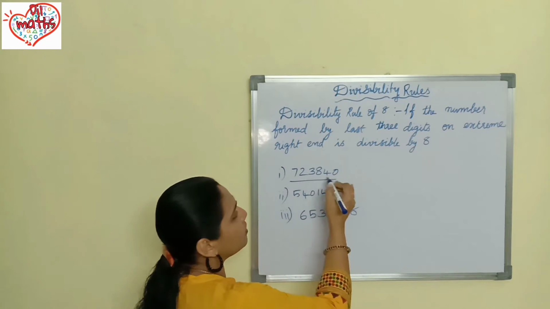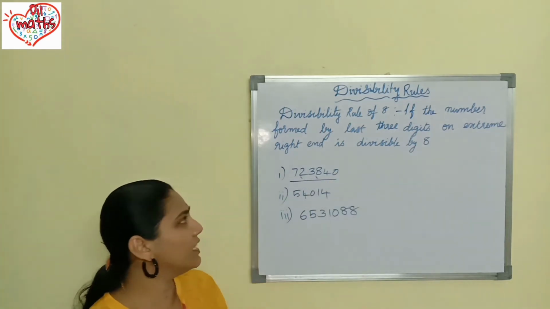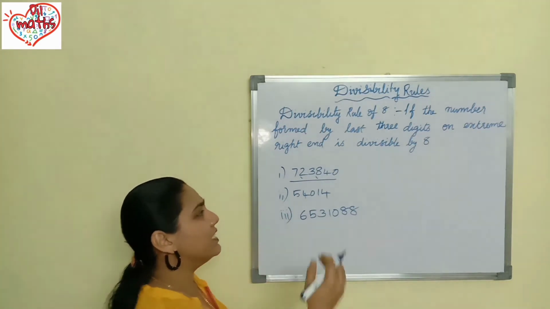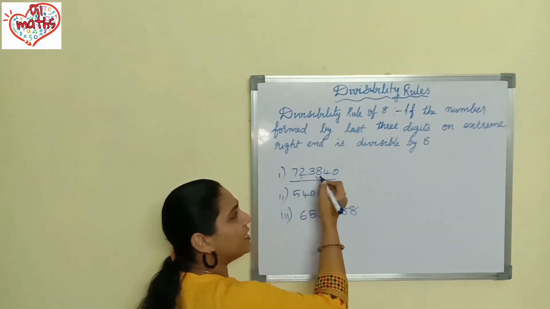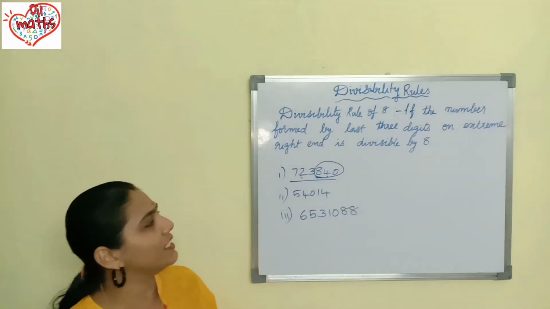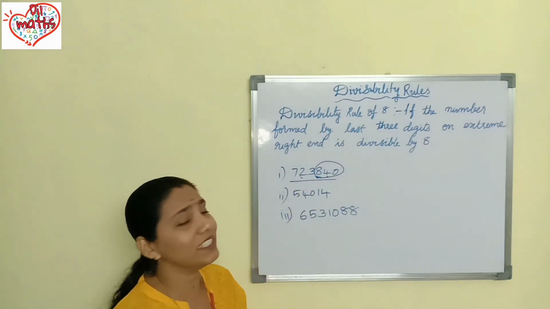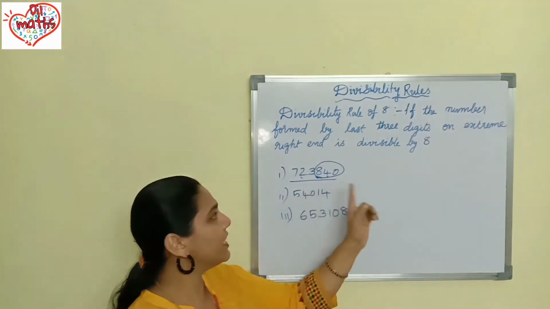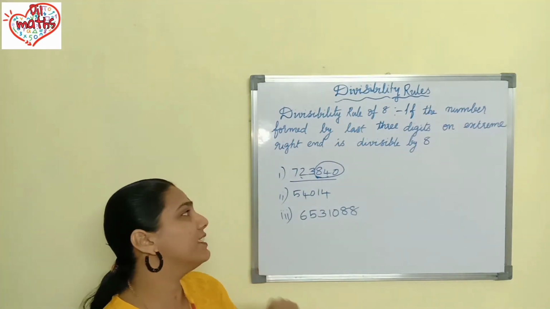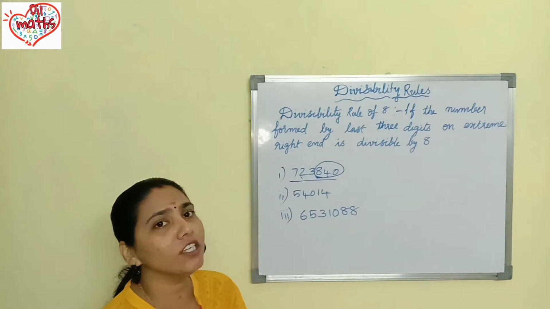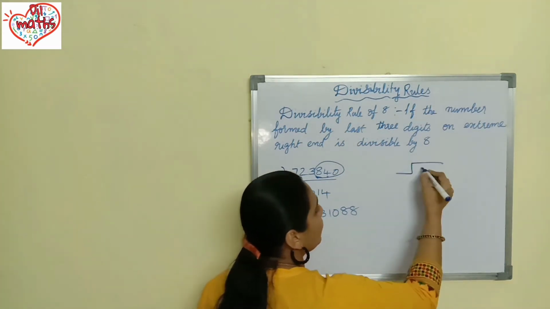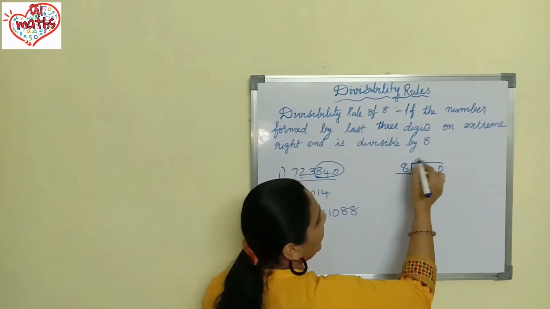So the first question is this one: 7,23,840. Which is the number formed by the last 3 digits on the extreme right hand? This is the extreme right hand. The number formed by the last 3 digits is 840. We have to check whether this 840 is divisible by 8. For that, we have to divide 840 by 8 and check whether the remainder is 0 or not.